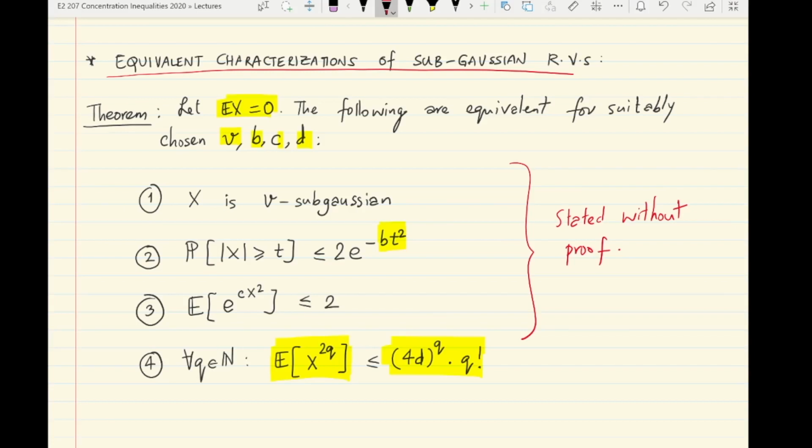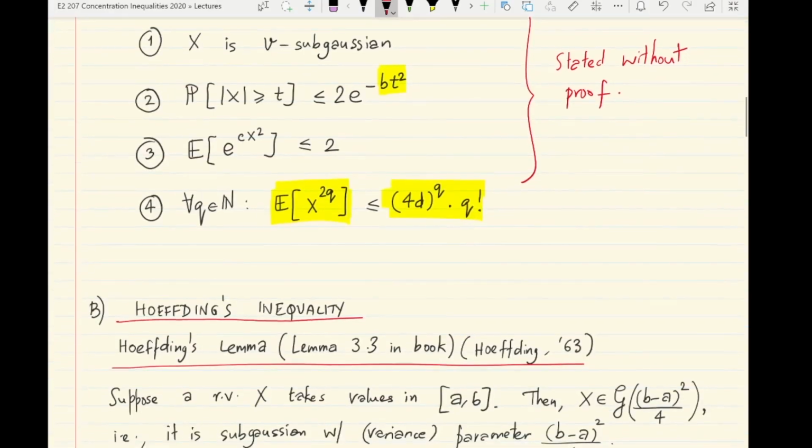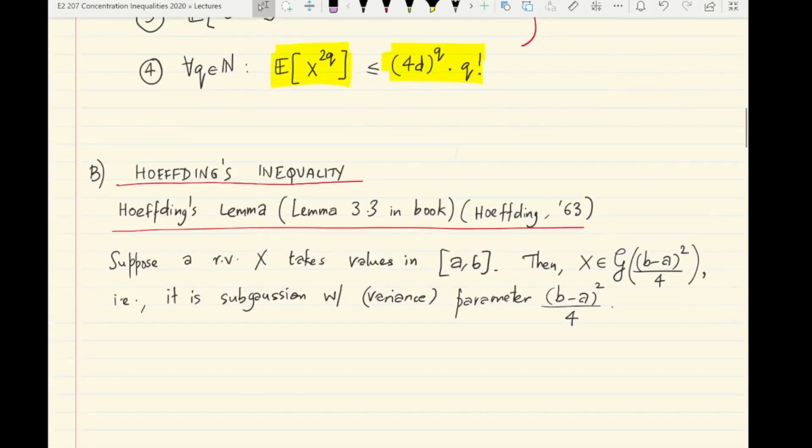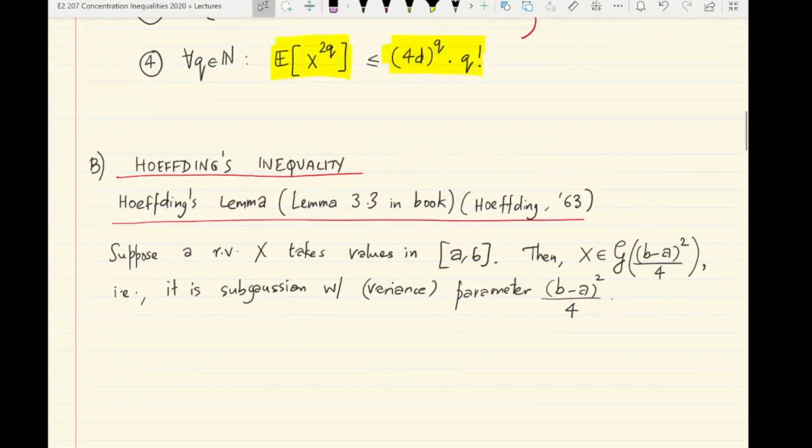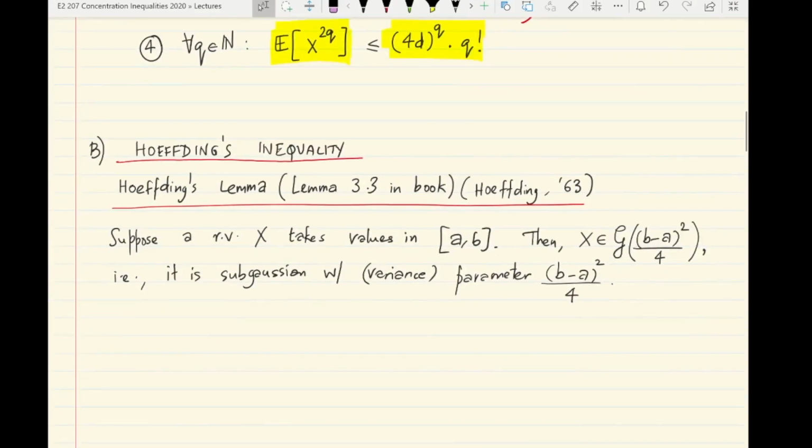So with this definition of Subgaussian random variables in hand, it's useful to study what types of random variables can be Subgaussian. It turns out that a large class of commonly known random variables that we have seen actually turn out to be Subgaussian. So the first step in our agenda to study Subgaussian random variables is what is called Hoeffding's inequality, which finally says that bounded random variables are actually Subgaussian.